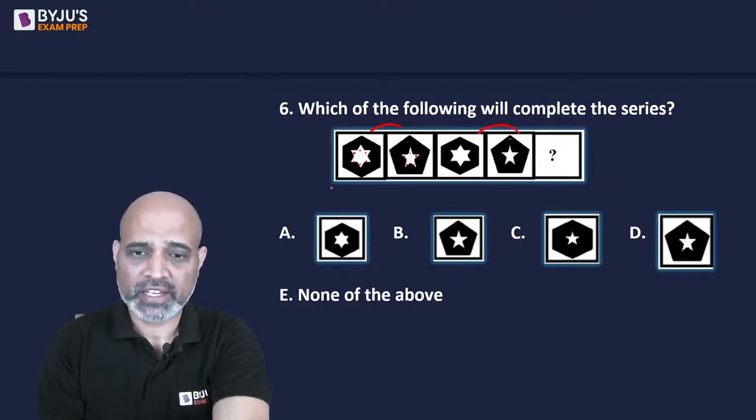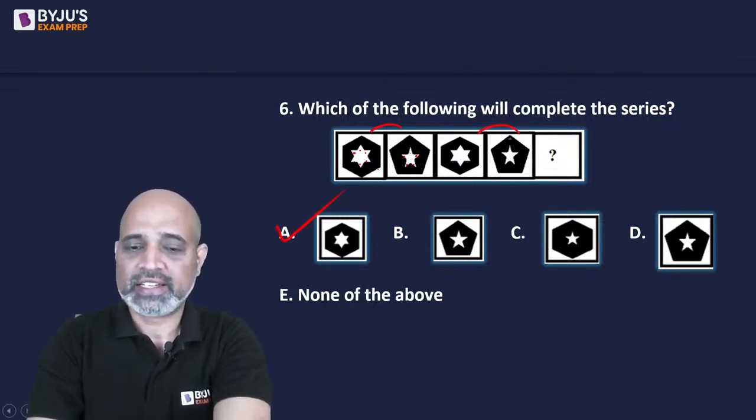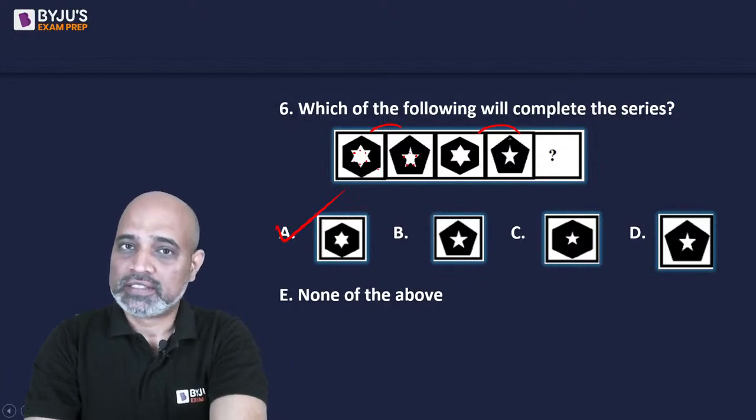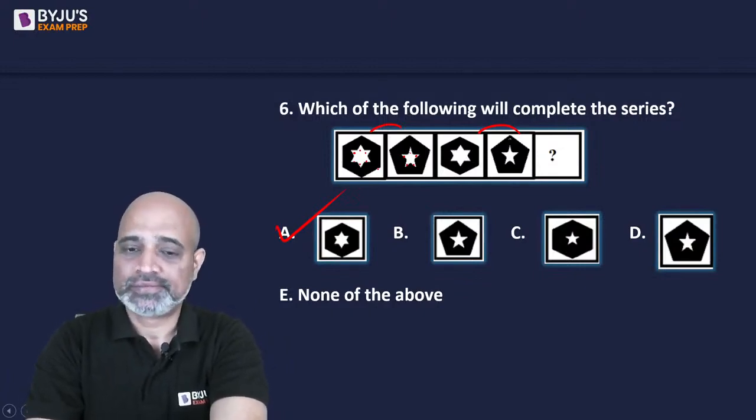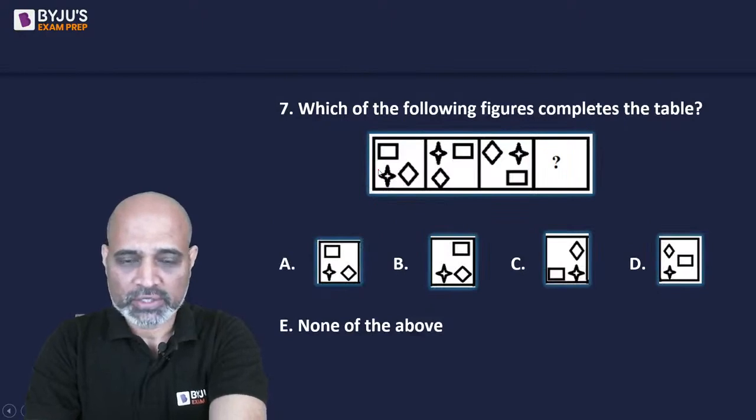वापस से वही आने वाला है, the regular hexagon, and inside that you are supposed to have a 6 vertex star. So A is the answer. Okay, next one.